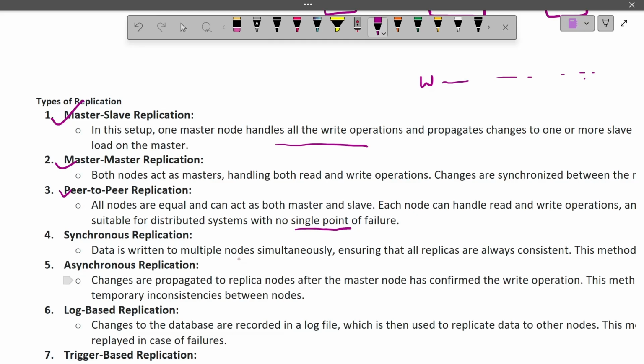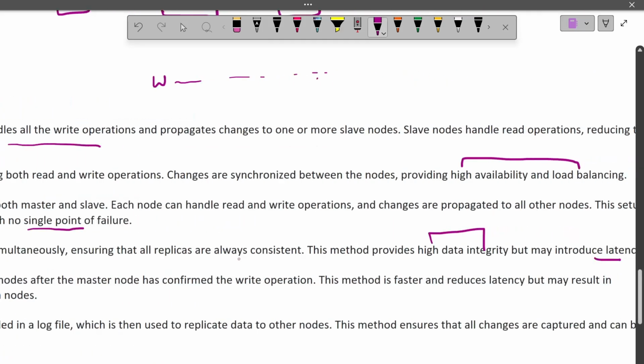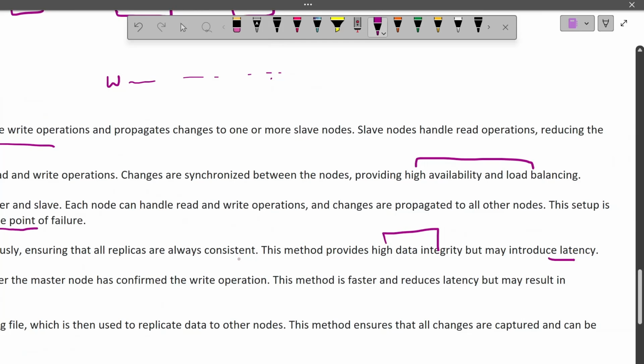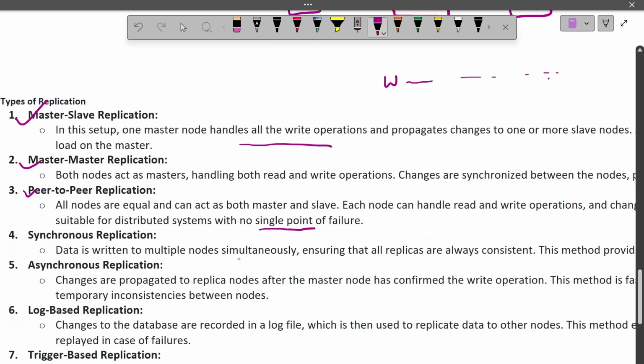Asynchronous means it will be propagated to replica nodes after the master has confirmed the write, which means there is going to be a significant gap between when you have made the changes to the data and when it actually got updated across all the nodes. When do we need this? We know that asynchronous is not going to block the main thread. That is what asynchronous means. So you may need this when temporary inconsistency between the nodes is still acceptable, then you would want asynchronous replication, where after some time you will replicate the data.